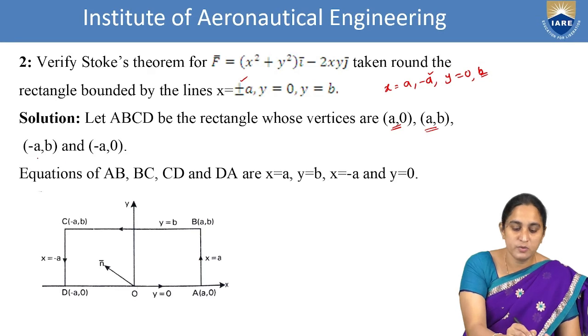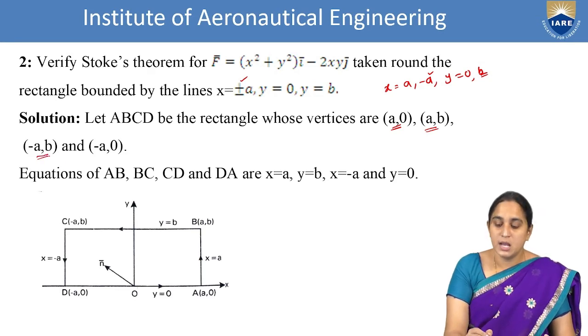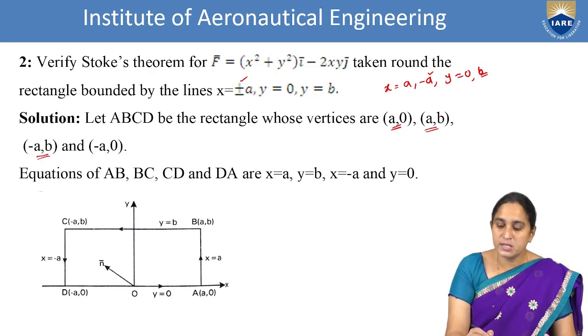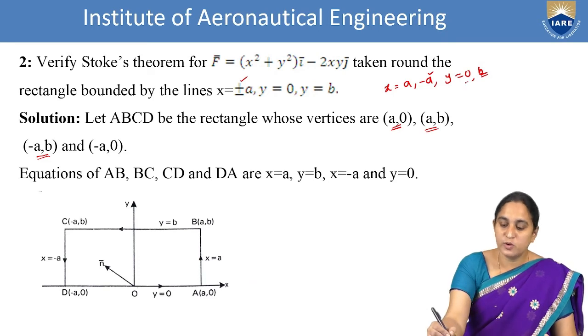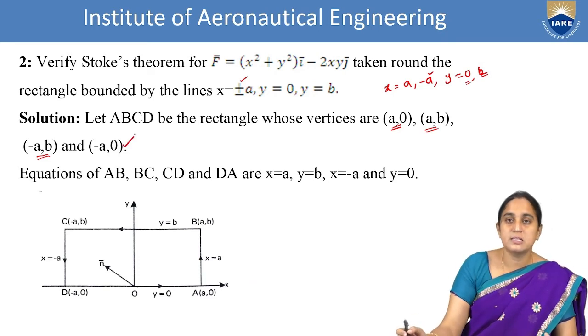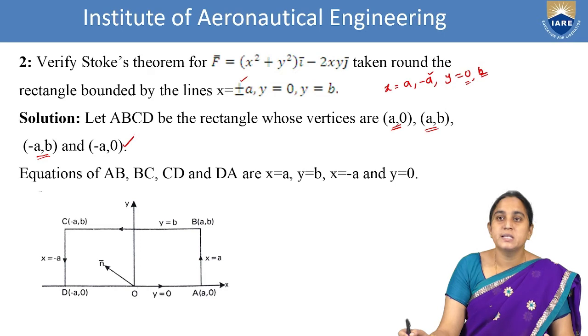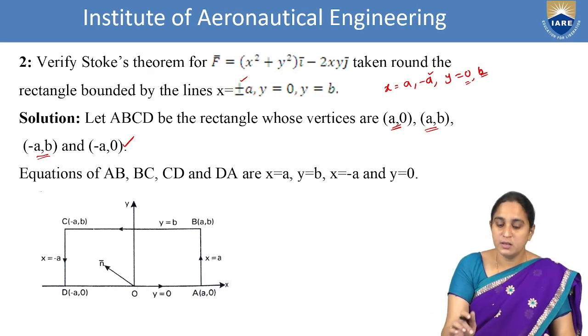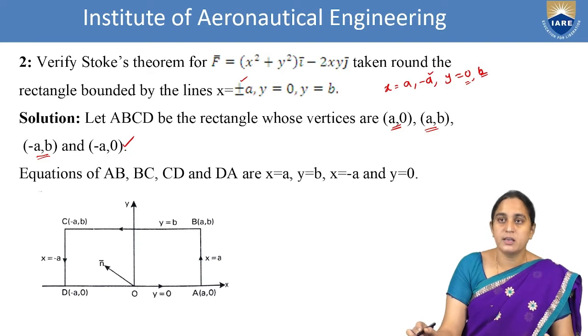From that case, y is equal to b. And next at x is equal to minus a, from that case, y is equal to 0. Therefore, the last vertex here is minus a comma 0. Therefore, from the conditions, we got the vertices a comma 0, a comma b, minus a comma b, and minus a comma 0.